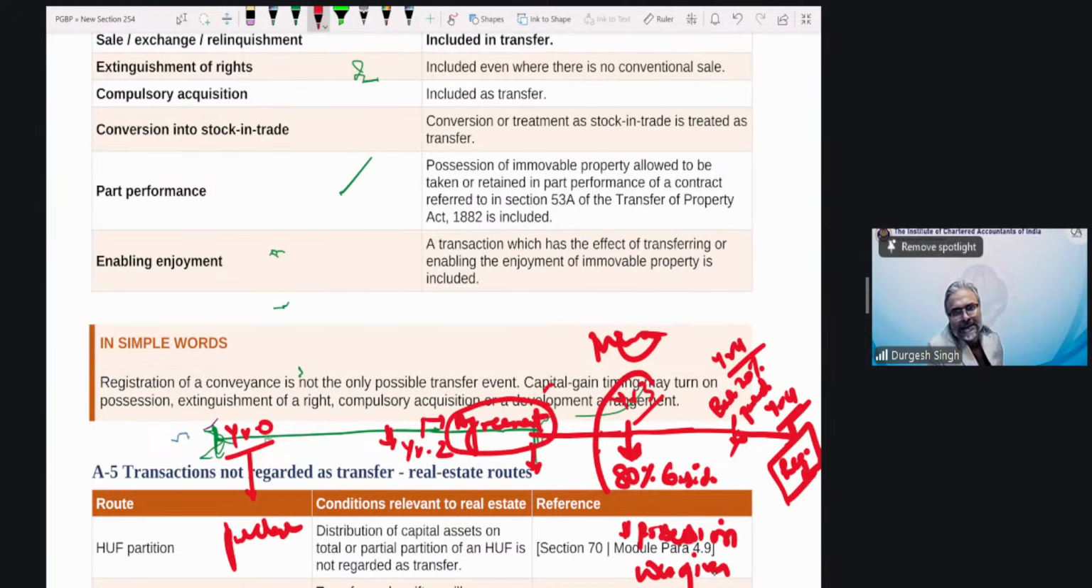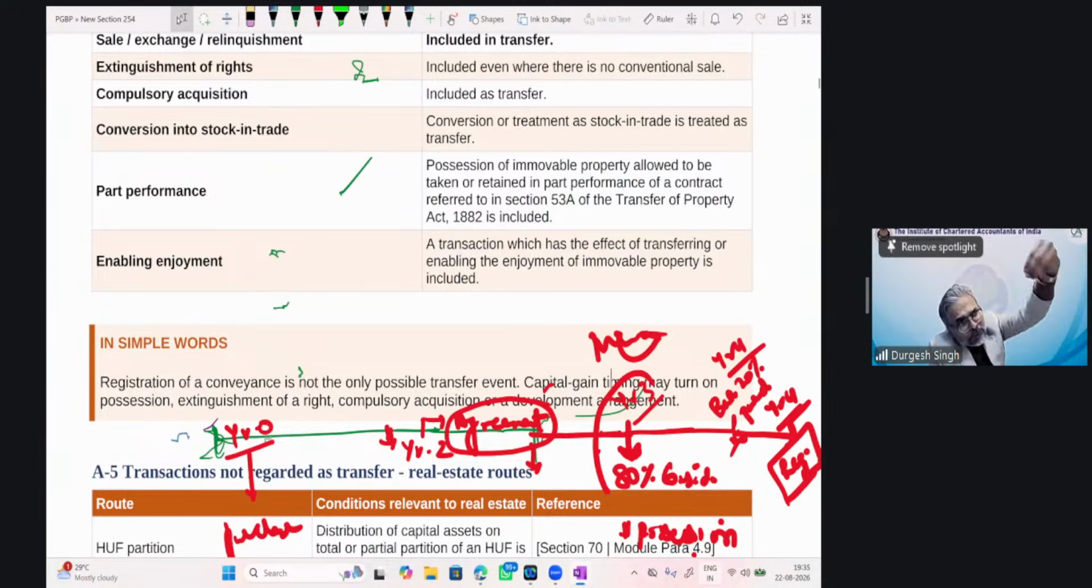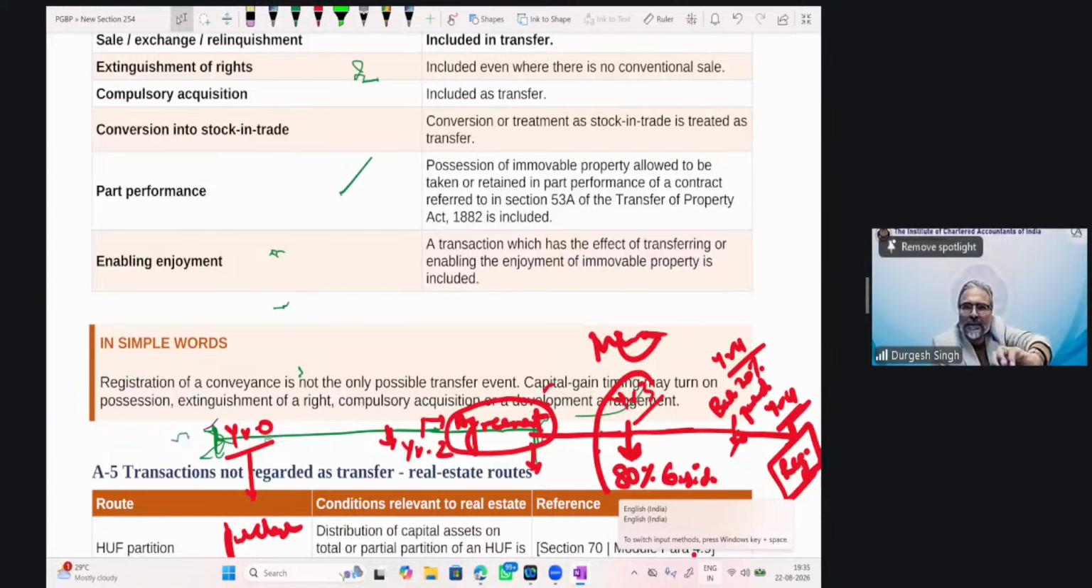You say that, sir, part possession has been given by you. So you have to pay capital gains in year three. Why? Because as per the definition of transfer, giving away the possession on a part performance of contract is equal to transfer. So you have given, sir, to your buyer the possession of the asset. So in year number 3, you will be liable for capital gains.